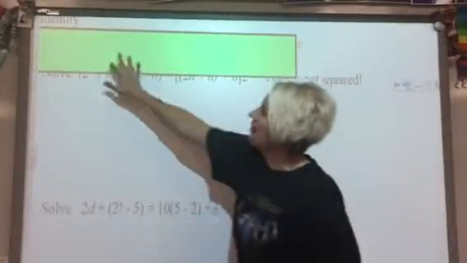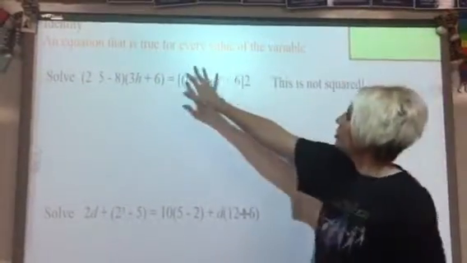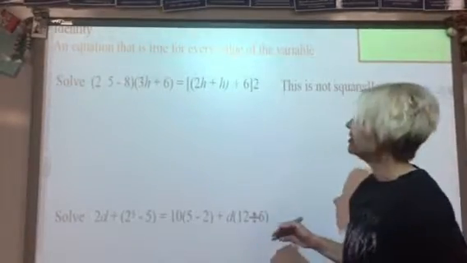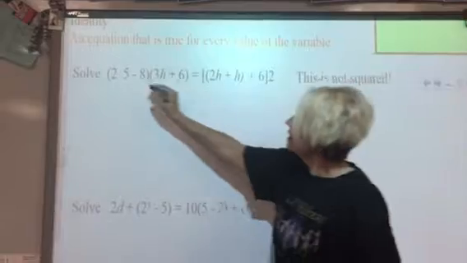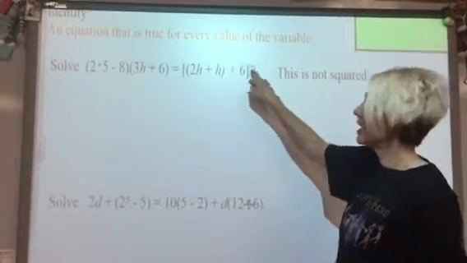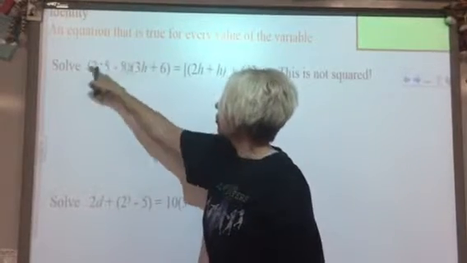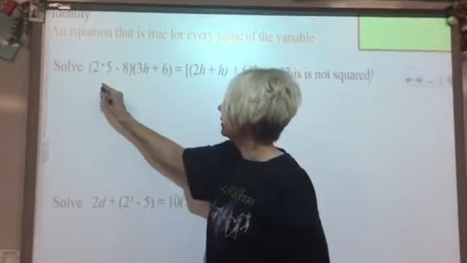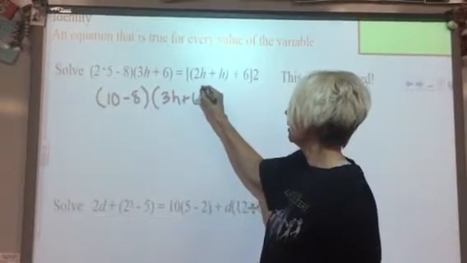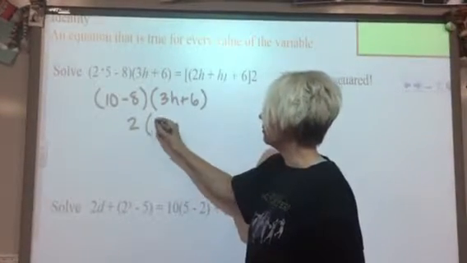Another vocabulary we have is identity, and it's an equation that is true for every value of the variable, so it is going to be something that works out to be always true. So this is a multiplication here, and this is not squared. This 2 is a 2 times. So let's go ahead and use order of operations. Multiply before we subtract here. So this is 10 minus 8 times this whole value, and that would be 2 times this whole value.